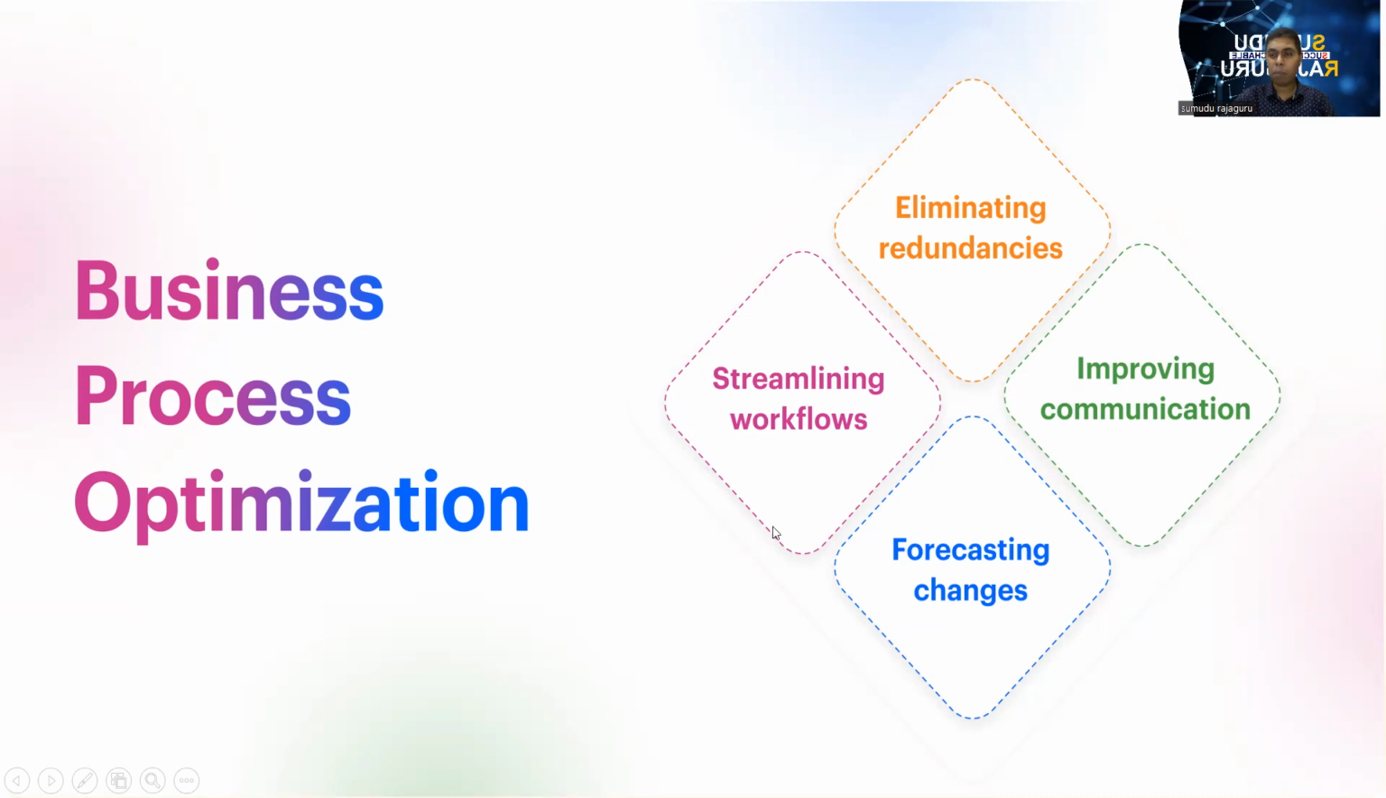Then streamline the workflows. That means we have to make the process, then we have to improve the process. Value adding, non-value adding, we have to consider. So non-value adding activities we can reduce. Whatever the workflow streamlining is, that is also one of the sub-elements of business process optimization. So business process optimization contains four elements: eliminating redundancies, improving communication, forecasting changes, and streamlining workflows.